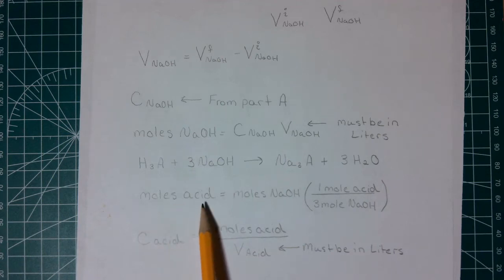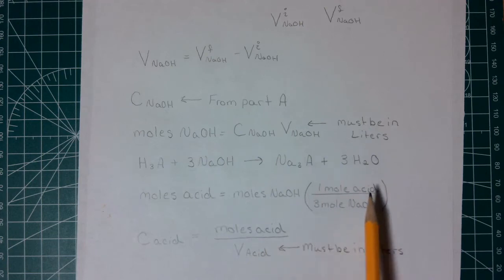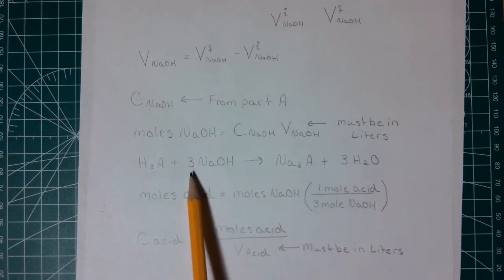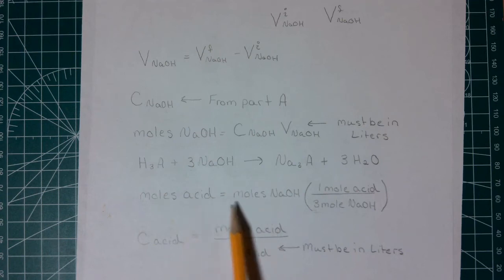To calculate the moles of acid, I'm going to have a different stoichiometric ratio than I did in part A. Here now I'm going to have 3 moles because of this coefficient right here, and the moles of acid is going to be 1/3 the moles of the sodium hydroxide. If you had a diprotic, this would be a 2. If you had a monoprotic, it would be a 1, just like it was in part A.